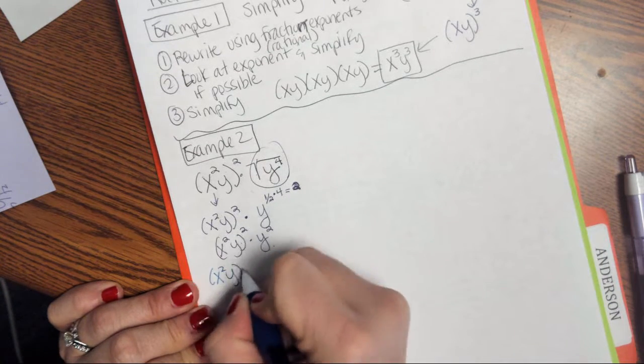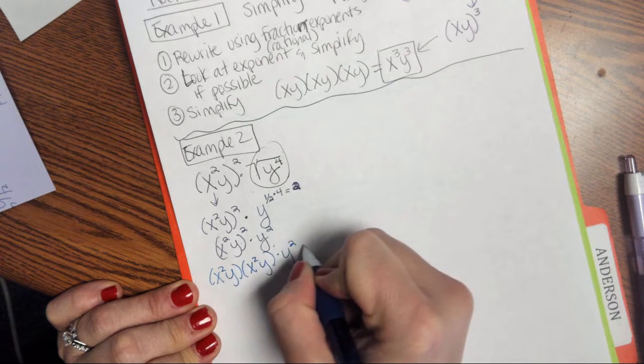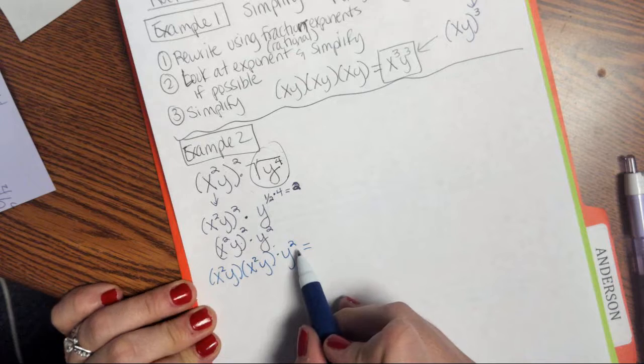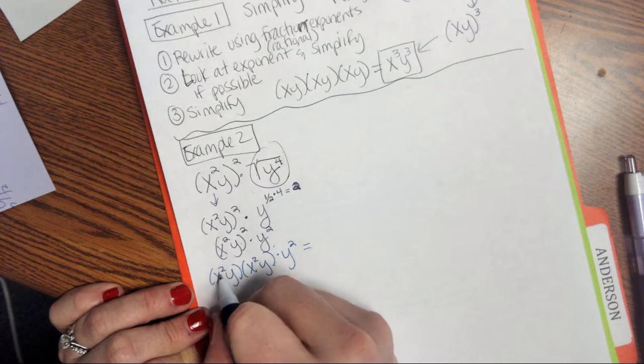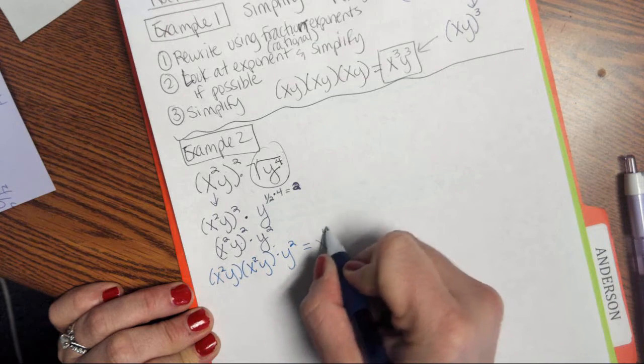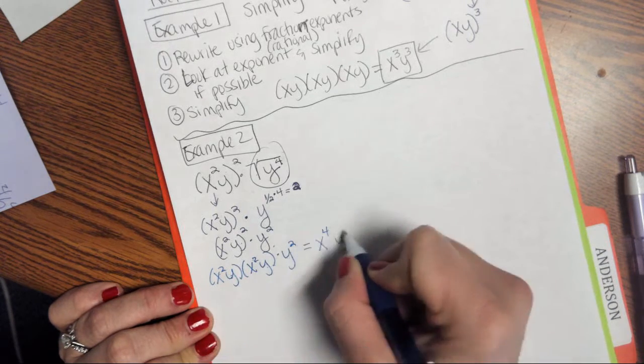So I'm going to expand this 2 times. And now all I have to do is multiply my exponents. Remember, when you're multiplying exponents, you're really adding the exponents. So it's x to the power of 4 and y to the power of 1, 2, 3, 4.